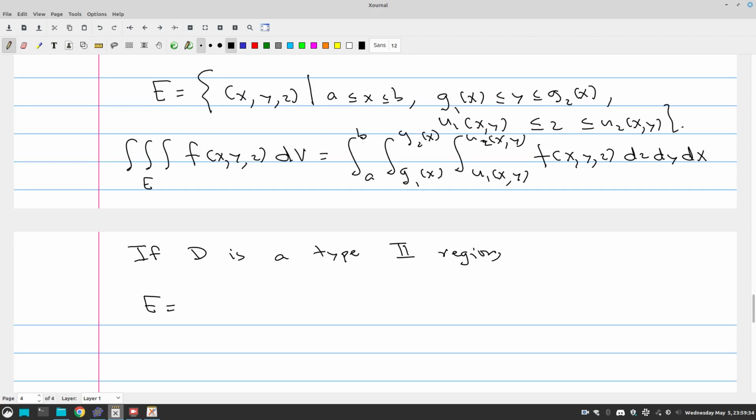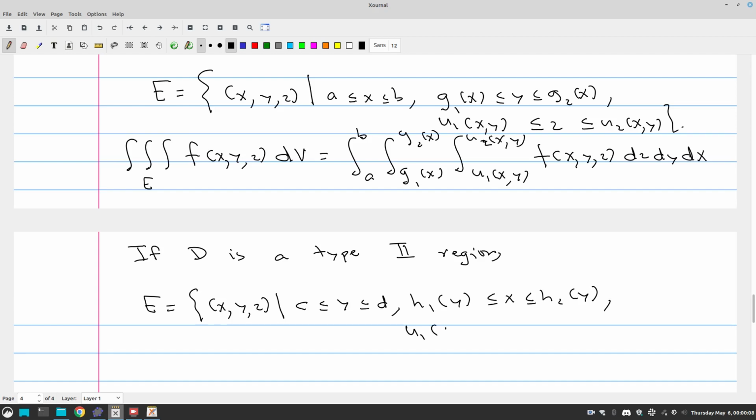E as x, y, z. Now y is going to be between 2 values of x, right? So x is going to be between 2 functions of y. Y is going to be between 2 constant values, and x is of course going to be between h1(y) and h2(y), and z is of course going to be between 2 functions of x and y, u1(x, y) and u2(x, y).